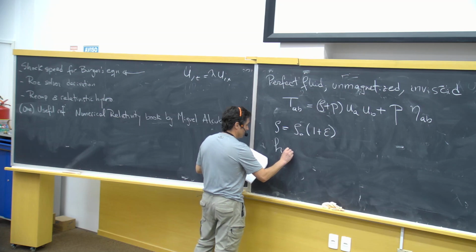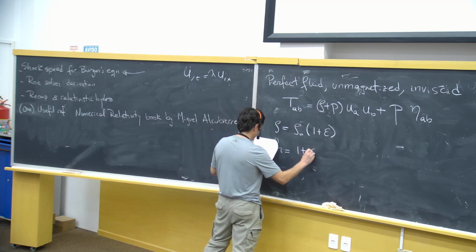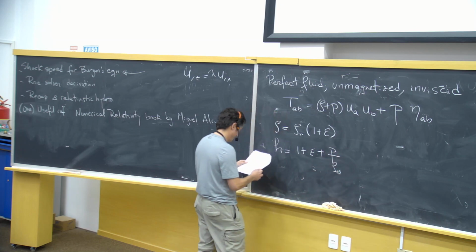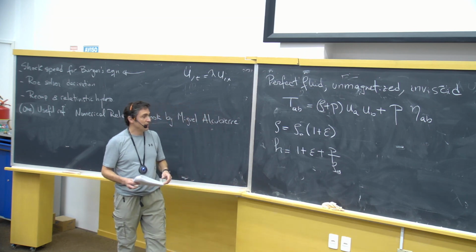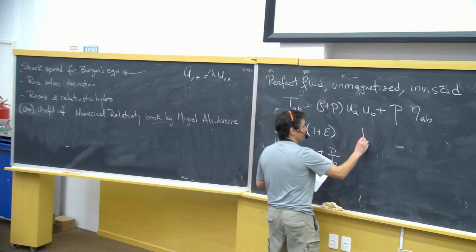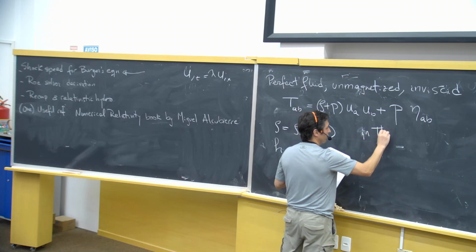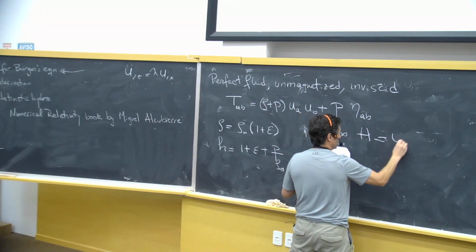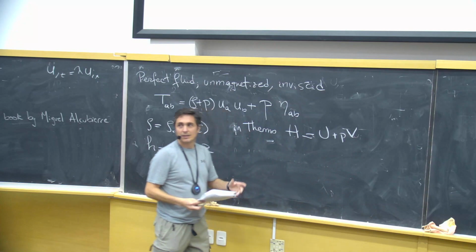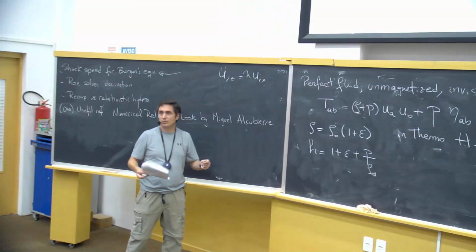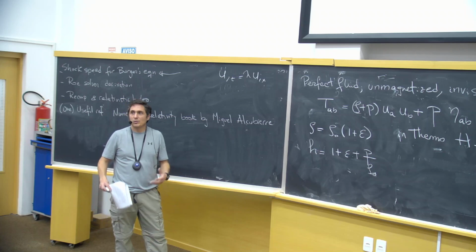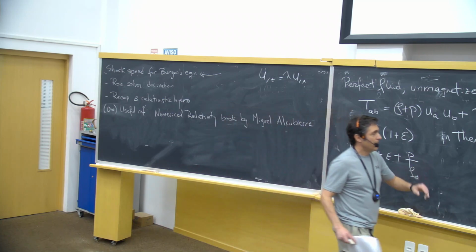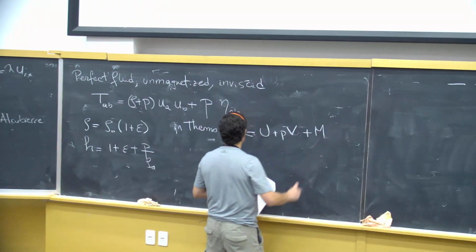A related concept is that of enthalpy, which is 1 plus epsilon plus p over rho naught. It will come in handy in writing some of the equations. So enthalpy, if you remember in thermodynamics, H is given by U plus PV, which is in a sense telling us the ability of the system to produce mechanical work. But because we're in general relativity, we know that mass can also do work. We can change it into energy.